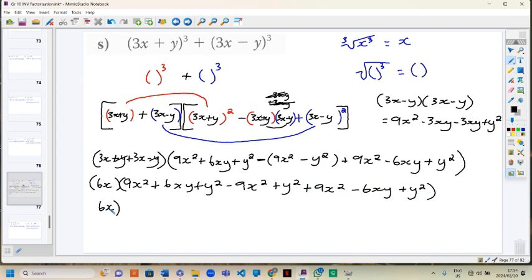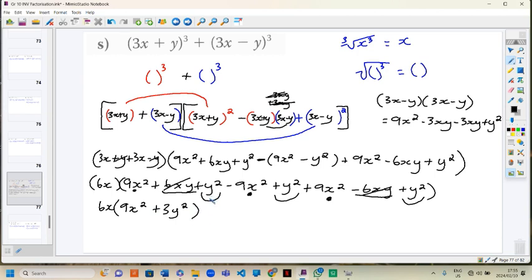So 6x stays the same. I can actually just leave it outside of the bracket, it's fine. And I've got 9x squared minus 9x squared plus 9x squared. That's going to give me 9x squared. Let's look at the xy's. I've got 6xy minus 6xy. Awesome, that's going to cancel. It's going to give me 0. And then I've got y squared plus y squared plus y squared, plus 3y squared.